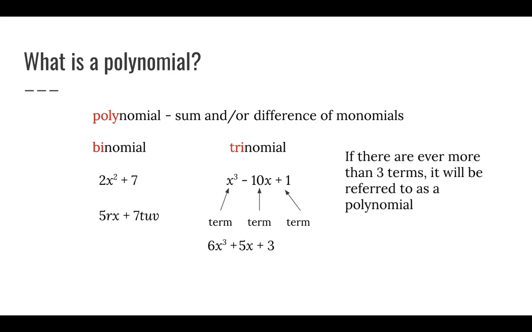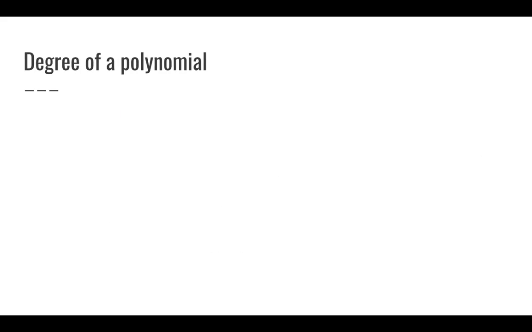If there are ever any more than 3 terms, we're just going to refer to it as a polynomial because it's got many terms in it. The only 3 that we have specific names for are monomial, binomial, and trinomial. Lots of definitions here. Next thing we're going to talk about is the degree of a polynomial.